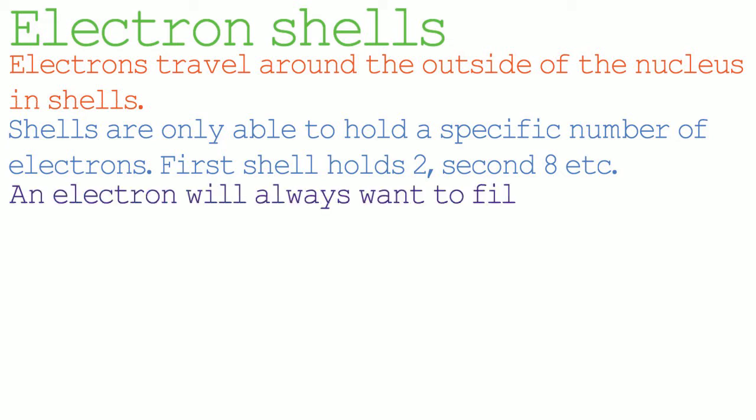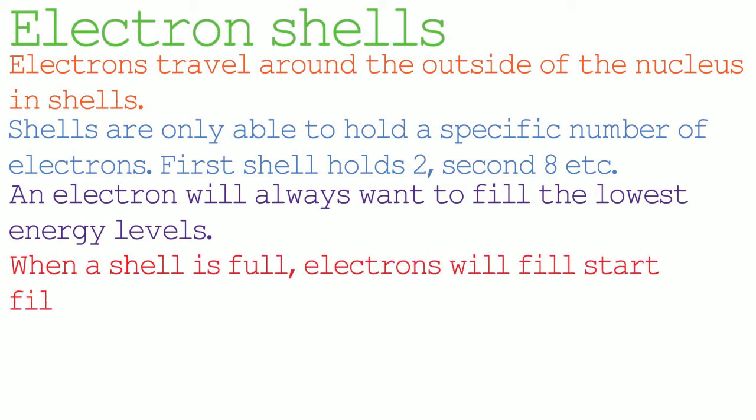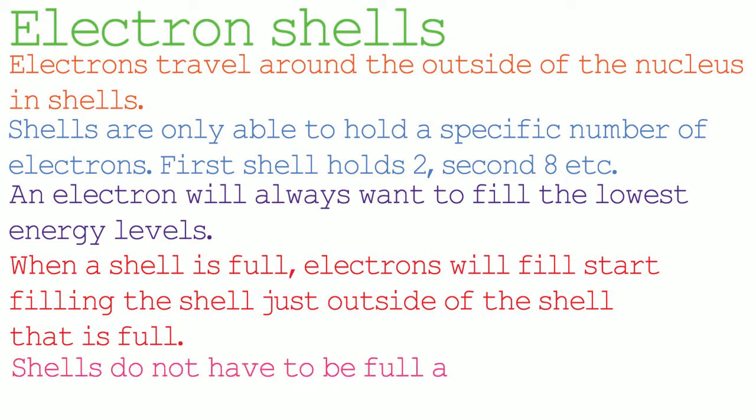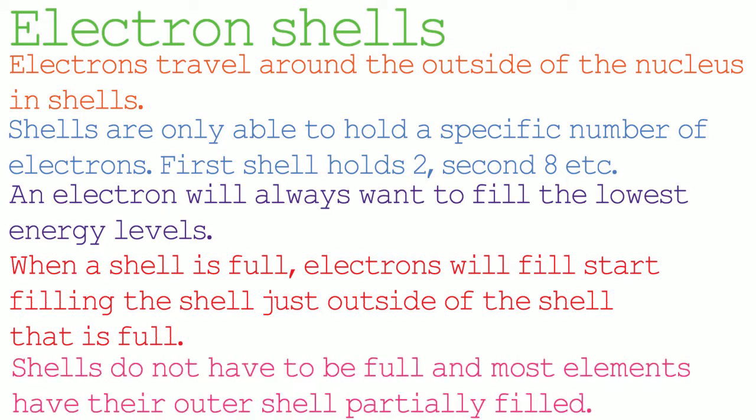An electron will always want to fill the lowest energy level, i.e. the closest shell to the nucleus. When the shell is full, electrons will start filling up the shell just outside the shell that is full. Shells do not have to be full, and most elements have their outer shell partially filled.